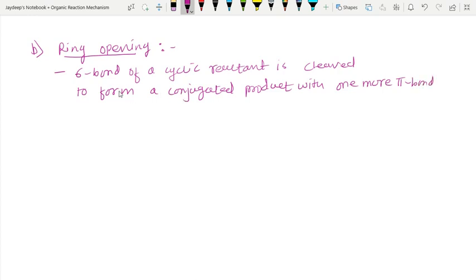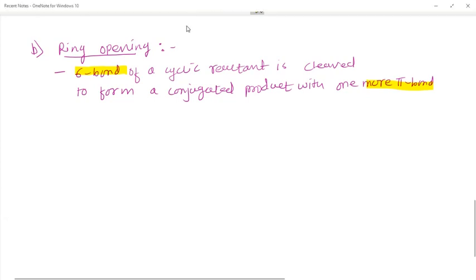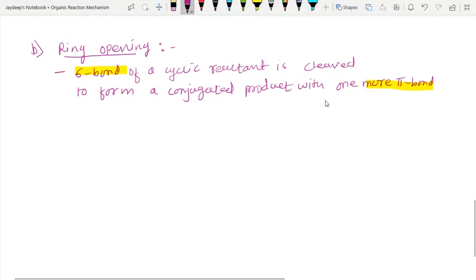In the previous case, we considered that the pi bond is converted into a sigma bond, while in this case the sigma bond is cleaved and one more pi bond is formed. So the important point in this case is that a sigma bond is cleaved to form a pi bond. Now let us consider an example for this type of reaction. Now we are going to consider this cyclic reaction.